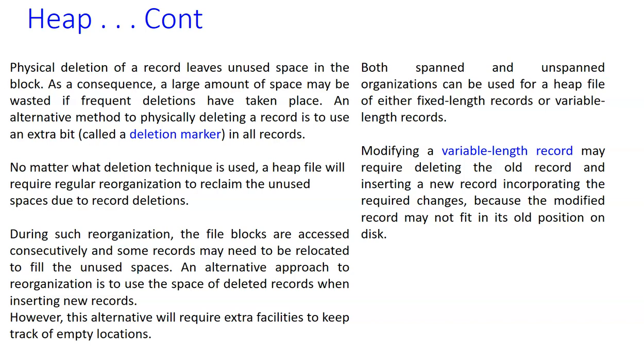And unspanned is where all records are fitted within a particular block, and in most cases it's used with fixed length records. So modifying a variable length record may require deleting the old record and inserting a new record incorporating the required changes, because the modified record may not fit in its old position on the disk. That is, if it's variable length. Where you have deleted the other record, the new record may not necessarily fit within that old position, implying that you will have to shift to another block.